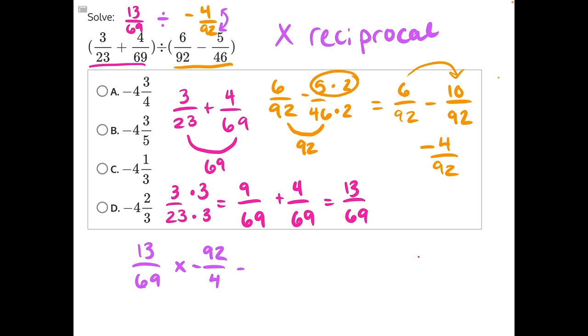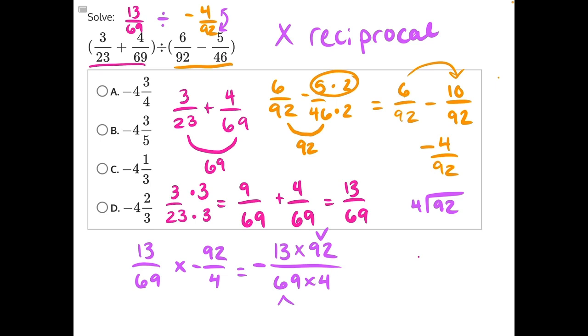So now this looks like 13 times 92 over 69 times 4. And we know that our overall answer is going to be negative. So we can go ahead and start preparing for that. Now, is there any way that we can simplify the largest numbers in these multiplication problems into factor pairs? I know that 4 probably goes into 92, so we can test it out.